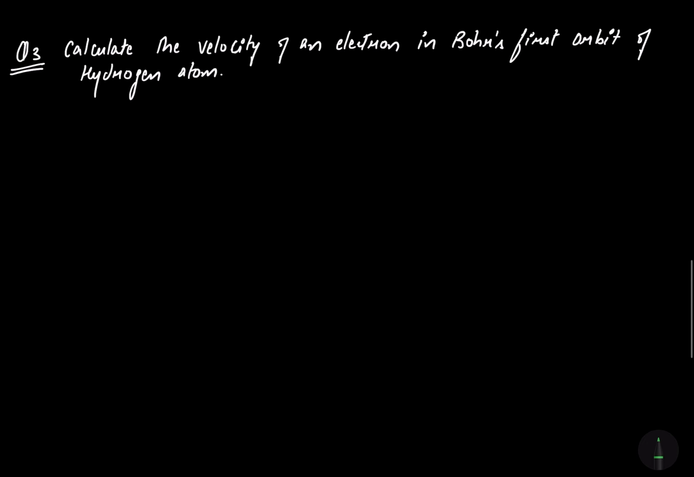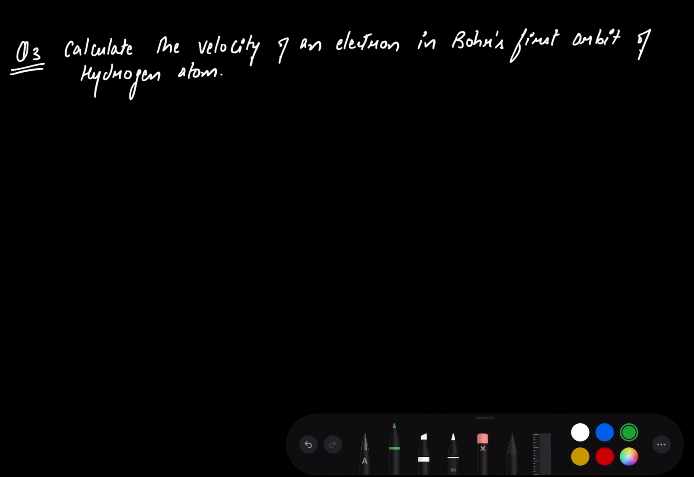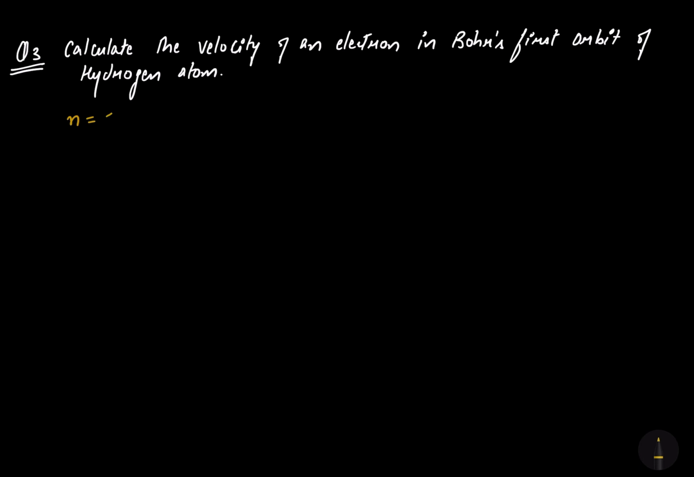Now the third numerical. It asks: calculate the velocity of an electron in Bohr's first orbit of hydrogen atom. Again, let's write down the given things in the question. The first orbit means my n is 1. Hydrogen atom means my atomic number is also 1. We have to evaluate the velocity.